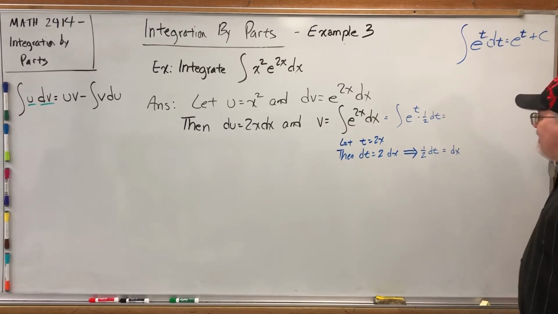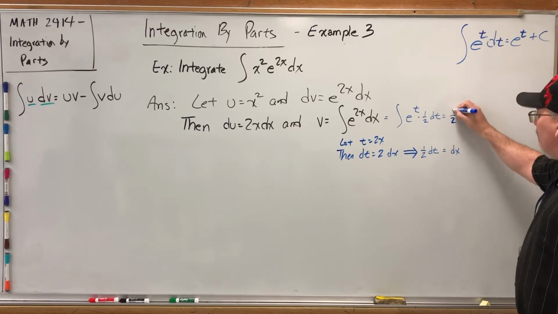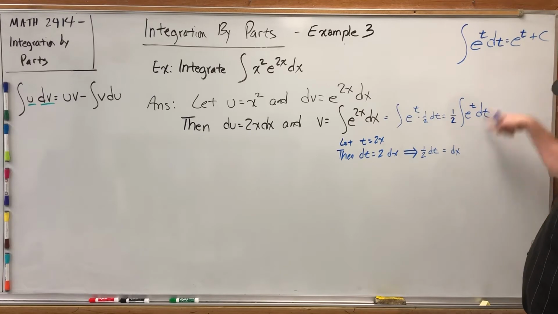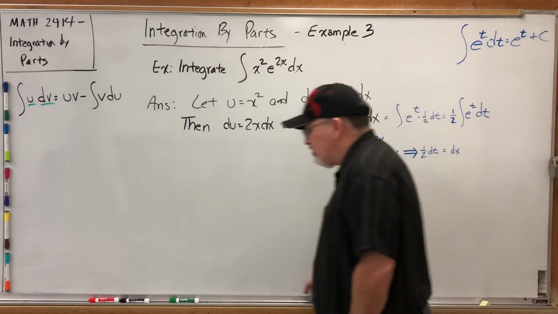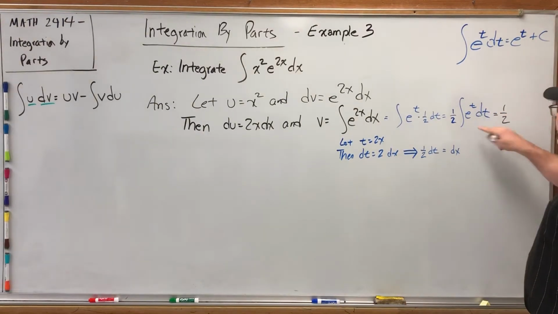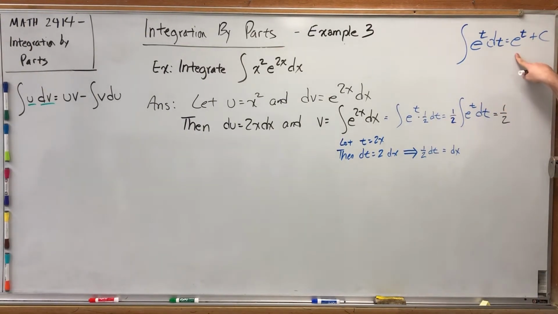The 1/2 being a constant multiple, we can pull it out of the integral. Integral e to the t dt. And now it conforms to the rule, and we can finish integrating this. We have a 1/2. The integral of e to the t is e to the t, but remember the t was holding the place of 2x, so let's go ahead and unsubstitute it now.